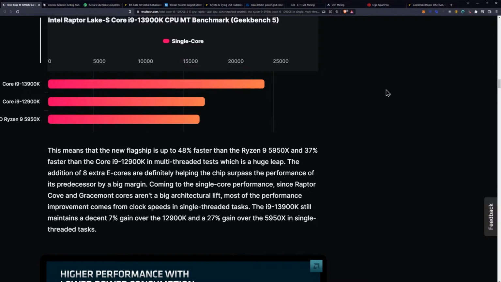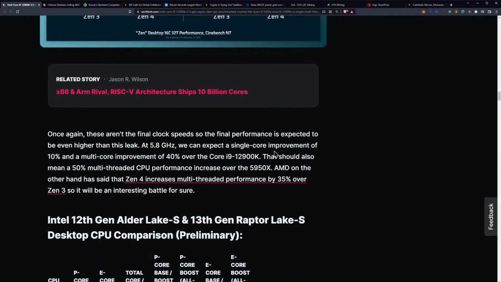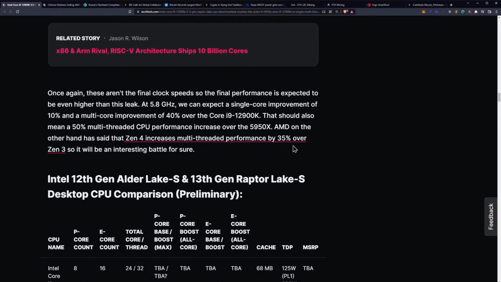Coming to the single core performance, since Raptor Cove and Gracemont cores aren't a big architectural uplift, most of the performance improvement comes from the clock speeds in single-threaded tasks. The i9-13900K still maintains a decent 7% gain over the 12900K and a 27% gain over the 5950X in single-threaded tasks. Once again, these aren't final clock speeds, so the final performance is expected to be even higher than this leak.